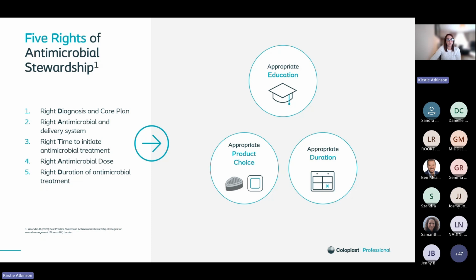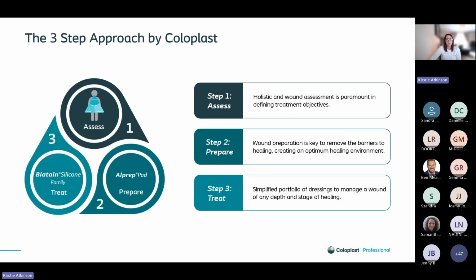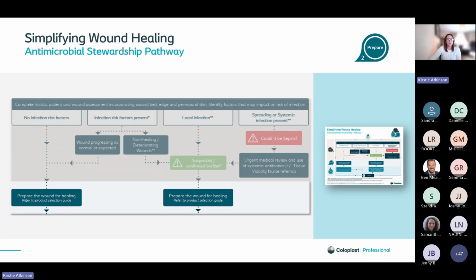When it comes to appropriate product choice, we're looking, in the 3-step approach, into wound prepare and treat. So you want to prepare the wound to remove devitalized tissue and help reduce that bioburden. Wound preparation also helps the antimicrobials reach the targeted areas. And then you've got a treatment choice that has an active mode of delivery by sequestering microorganisms. And then for appropriate duration, you've got your 2-week challenge, and we'll cover all this more in depth. So that is step 1, assessment, of the 3-step approach for antimicrobial stewardship.